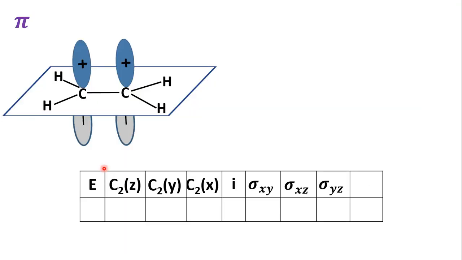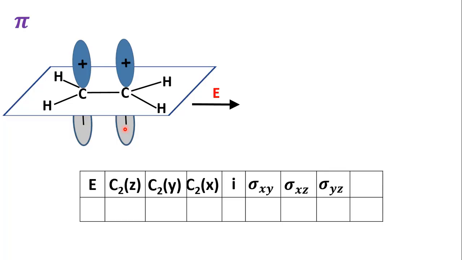Next we come to the symmetry operations of the D2H point group performed in the pi molecular orbital. Pi molecular orbital contains 2 p orbitals present in the 2 carbon atoms, and this is perpendicular to the molecular plane. 2 lobes present above the plane and 2 lobes present below the plane. And because it is a bonding molecular orbital, you find the same sign lobes, the 2 positive signs present at the top, 2 negative signs present at the bottom.